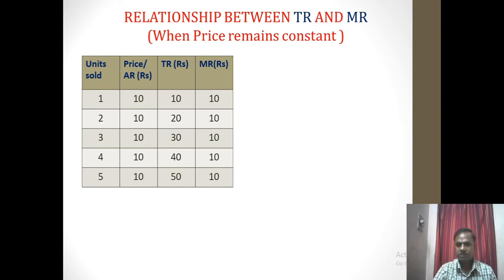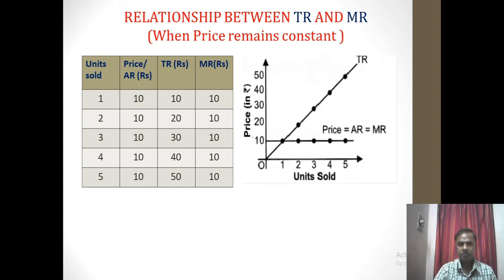This we will discuss with the help of a diagram. You see here, the price is constant. AR is equal to MR is equal to price. Here the sellers are selling more units of the commodity at the same price. That's why it is horizontal to the x-axis.